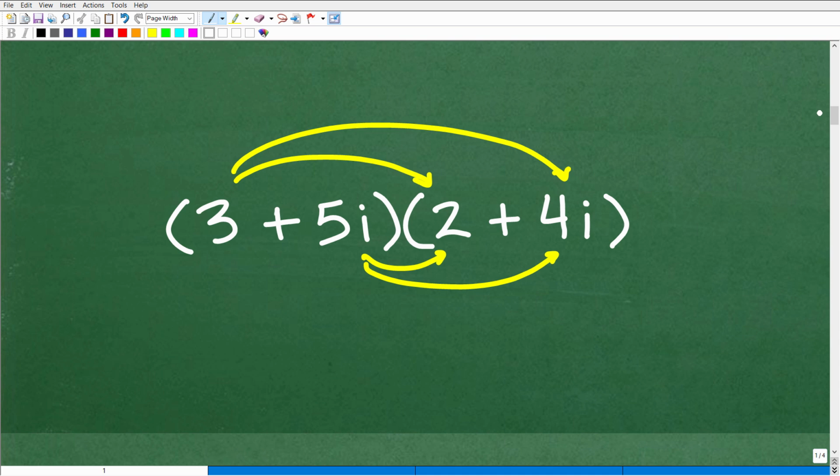So here is the FOIL technique, and you can see I'm going to be multiplying our firsts, which are 3 and 2. Then our outers are 3 and 4i. Then 5i and 2, that's our inner, and our lasts are 5i and 4i. Again, basic Algebra 1 review.